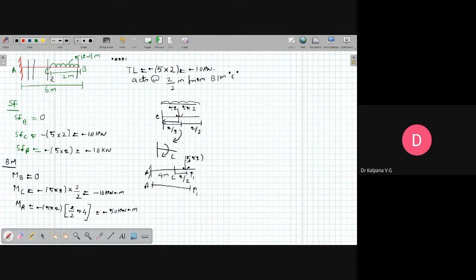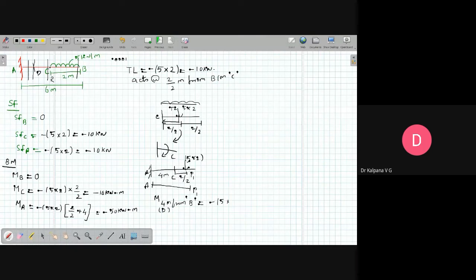Yes? Can I ask one question? Can anyone get me the value of the moment between the point A and C, that is, the moment at 4 meter from B? That is point D. Can anyone?